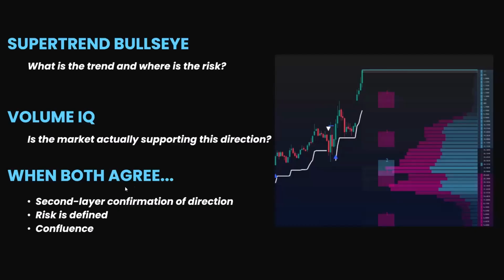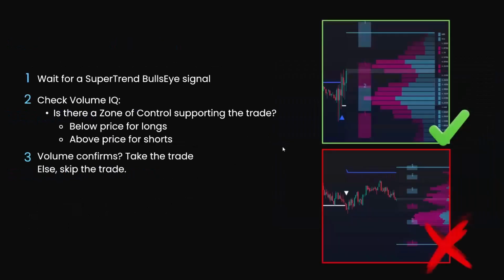So when they both agree, kind of like with the 1IQ setups, it's like having a second layer of confirmation or defense. It's confluence. I'll get to a chart in a second, but this is the Russell, micro Russell M2K, I believe, from this morning on the 5-minute chart. So step one is you're going to wait for a SuperTrend Bullseye signal.